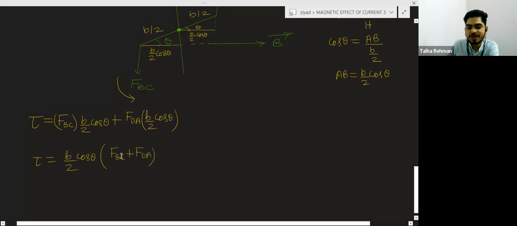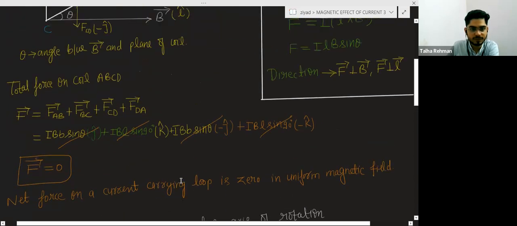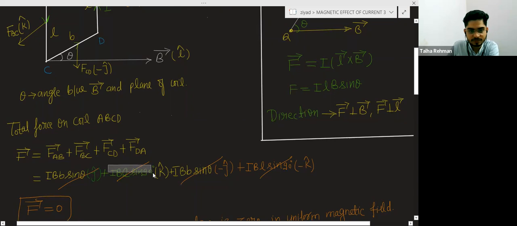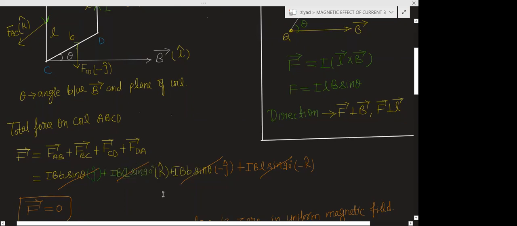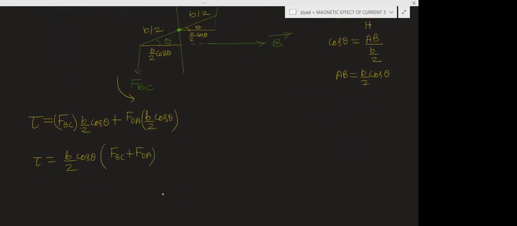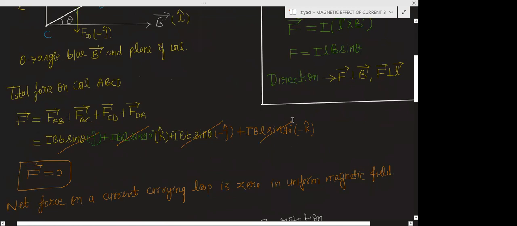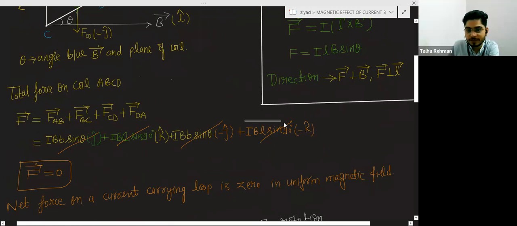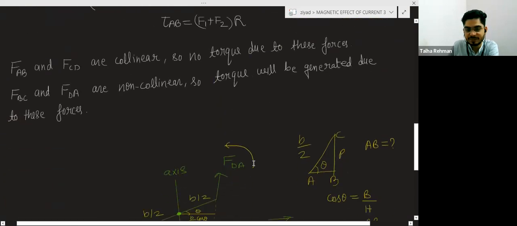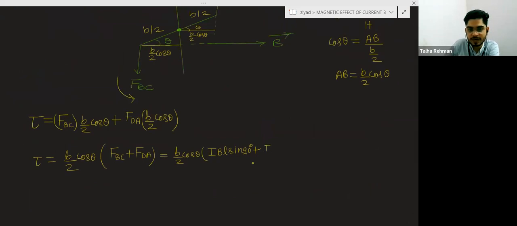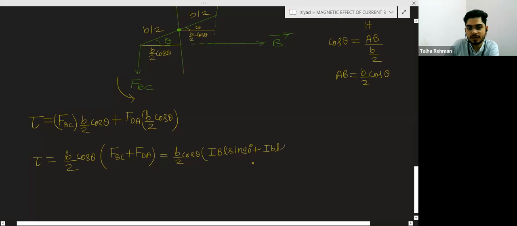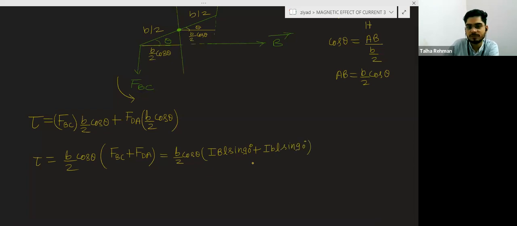Now see what is the value of FBC and FDA. From here we will get FBC, which is IBL sin 90. And FDA, the last force, is again IBL sin 90. I am not talking about the vector, because I am just calculating the magnitude. FBC is representing the magnitude only. So I will write again IBL sin 90, and sin 90 is 1.